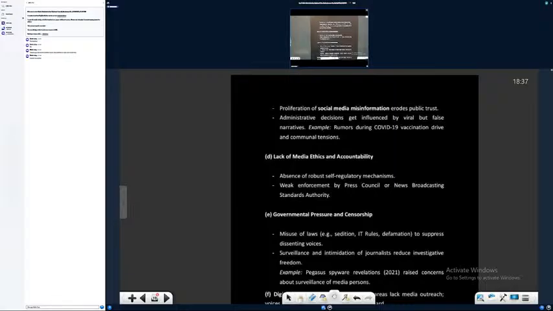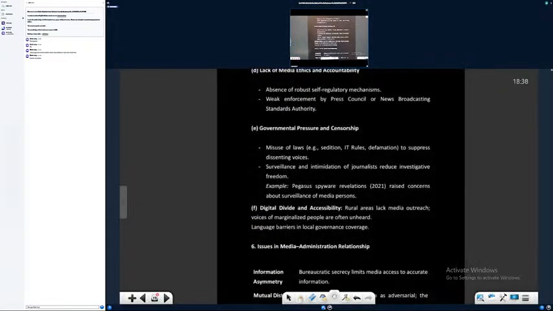There is no ethical function of media, or there are no ethical values that the media is following to carry out its function. Similarly, there is government pressure and censorship. Government is also pressurizing the media to show something and not to show something. So coverage of any government failure is being stopped. Okay? And government achievements are only shown. It should be the reverse, right?